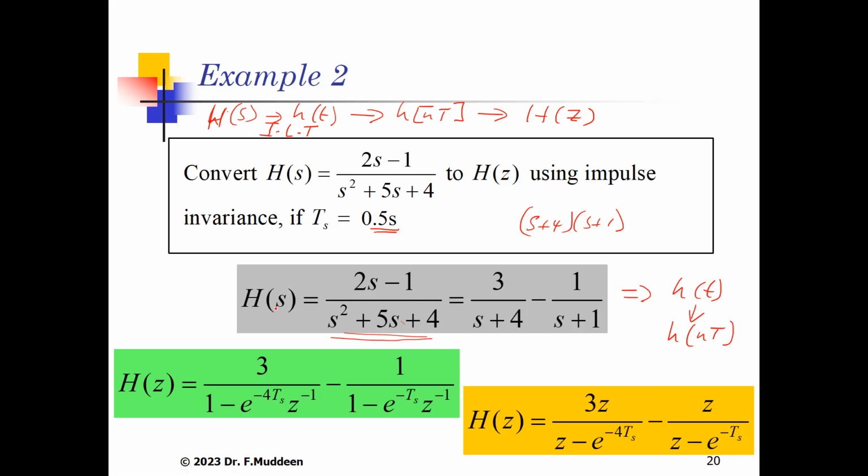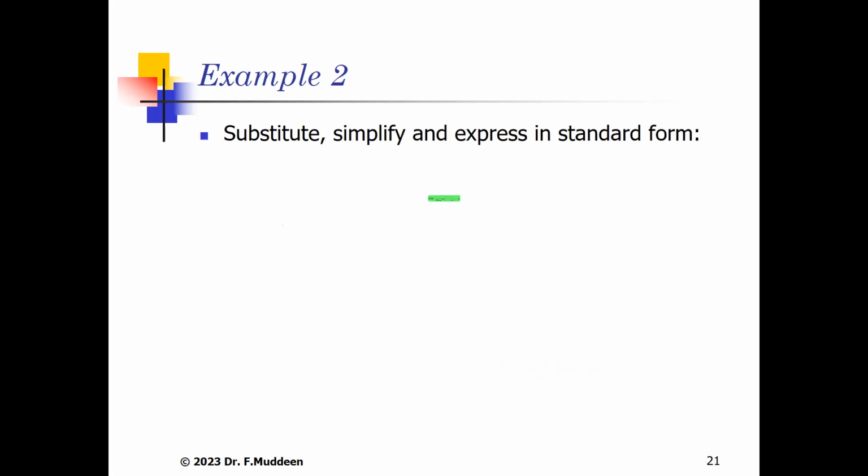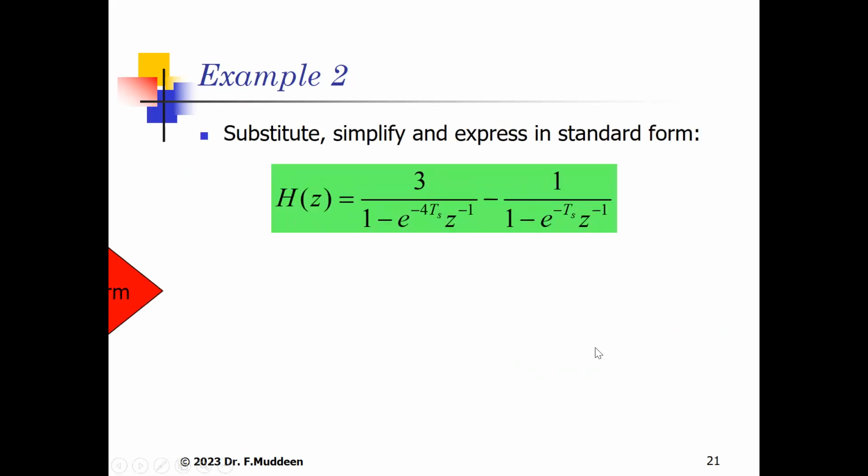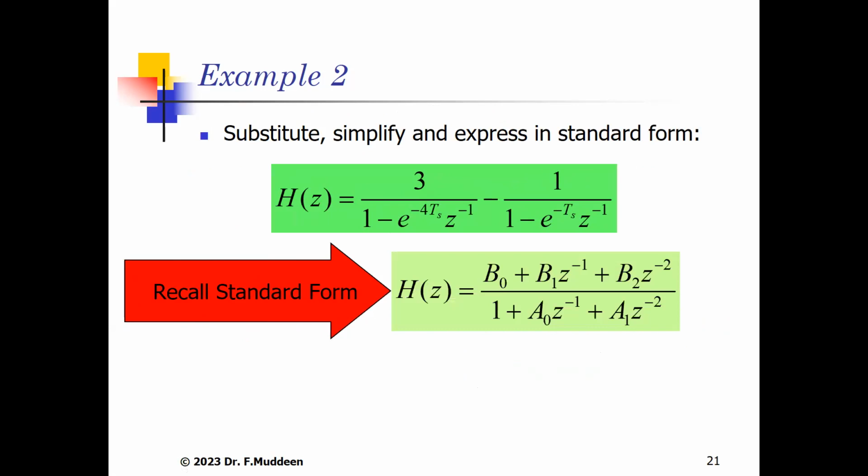So H(z), right? If you go, you will get H(z) in this form, and then you get it into the more standard form, and then you simplify. You substitute for Ts, which is 0.5, and you substitute. So if you substitute, remember this simply, the form that we want to get H(z) into is our form looking like this, with descending coefficients of z.